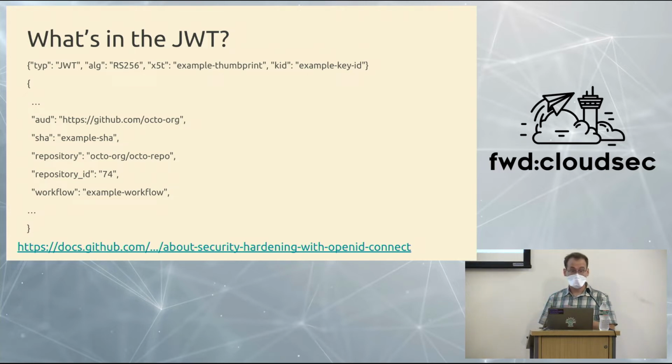There's the audience, which you can customize, very important. There's the SHA hash of the commit that started the build, also quite useful. There's the name of the repository, including, in the case of GitHub, both the organization and the specific repository, along with the repository ID, and then what workflow, the name of the workflow or the name of the build instruction file, basically, that runs the build.